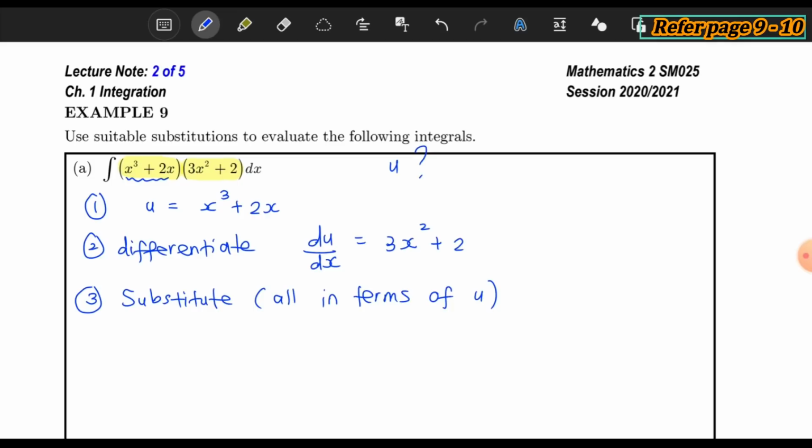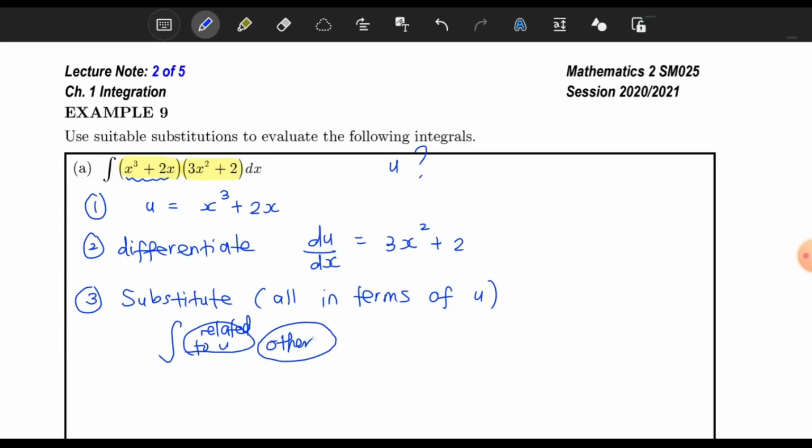Okay? Before that, I want you to rearrange the function so that the integral becomes: the first part will be the function related to u, and the second part will be the other functions, and dx, the last one.